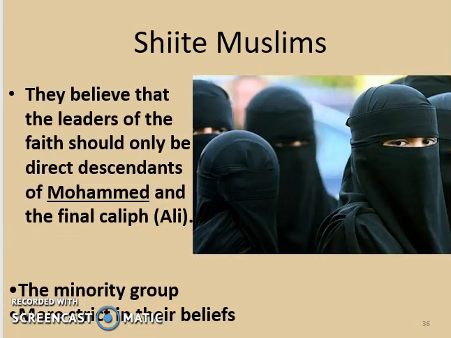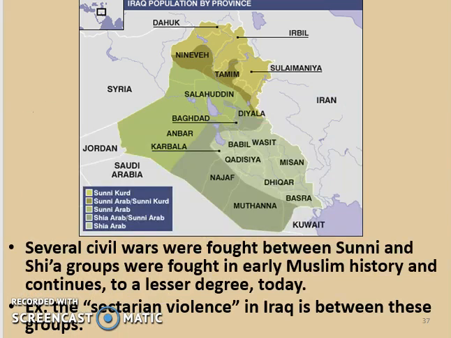On the other side of this are the Shia Muslims. It can be spelled two different ways. They believe that the leaders of the faith should only be direct descendants of Muhammad and the final caliph, Ali. They are a minority group, much smaller than the Sunni, and they are much more strict in their beliefs. Several civil wars were fought between Sunni and Shia groups in early Muslim history and continue to a lesser degree today. And there is violence that still occurs today that spans from the split in this religion.